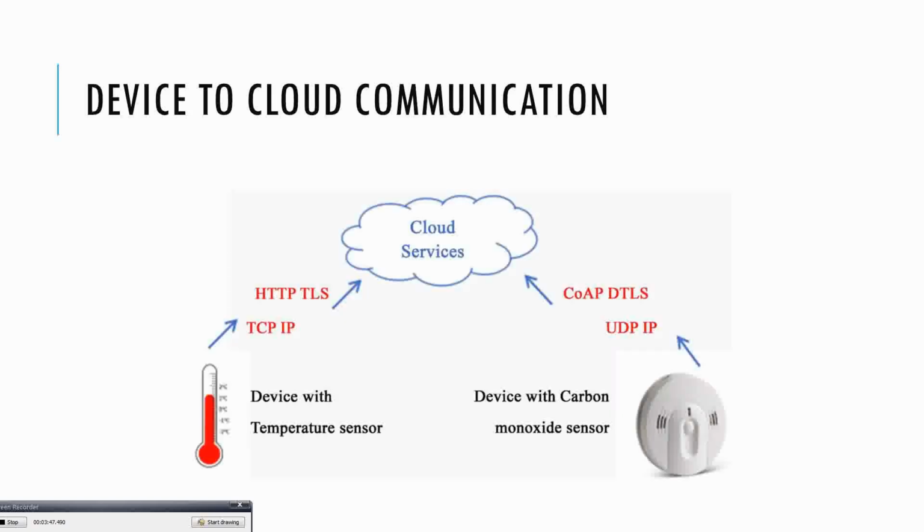Here you can see an example of device-to-cloud communication. There is a temperature sensor and a carbon monoxide sensor which are connecting to the cloud services using different protocols. The temperature sensor is using TCP/IP and the carbon monoxide sensor is using UDP/IP. So this is an example of device-to-cloud communication.